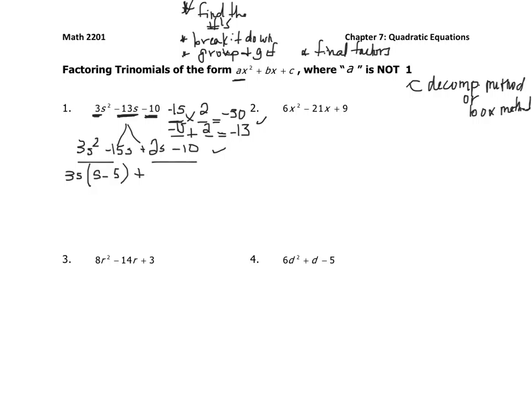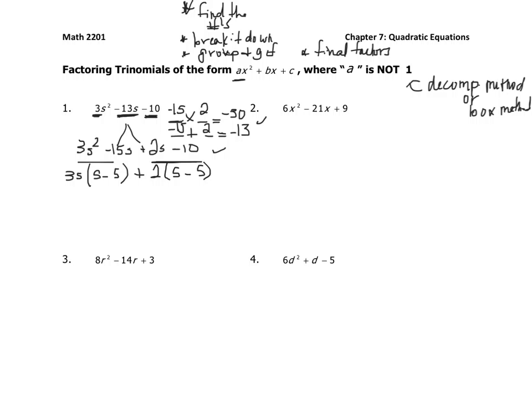Okay, so the next set of terms, 2s minus 10. If you look at both of those, there's a GCF of 2. And what would be left inside when you take the 2 out of the first term would be s, and 10 divided by 2 would be a 5.